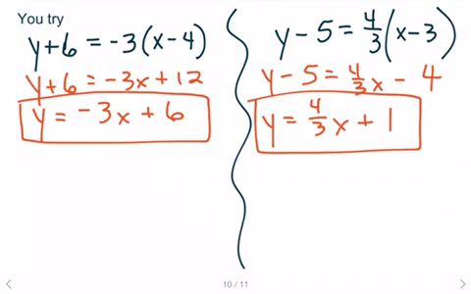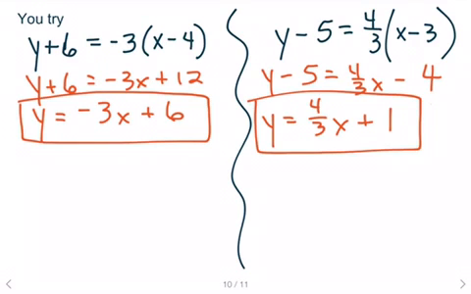Okay, let's go. We'll just go through these together. All right, for the first one up here, y plus 6 is equal to negative 3 times x minus 4. Of course, we're going to start off and distribute the negative 3. So we end up with y plus 6 is equal to negative 3x plus 12. Then we're just going to subtract the 6 for y is equal to negative 3x plus 6.